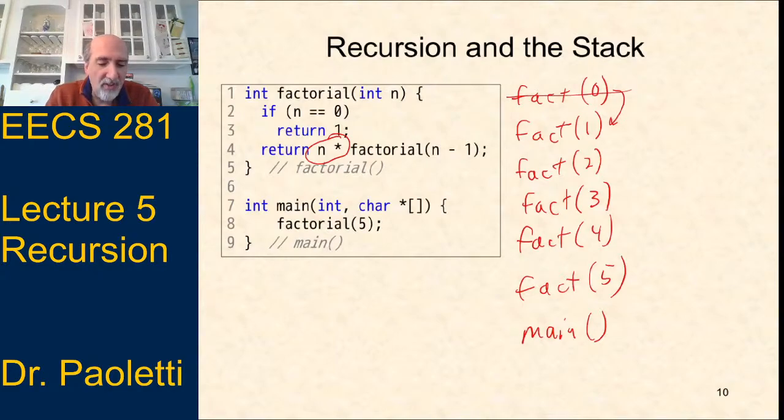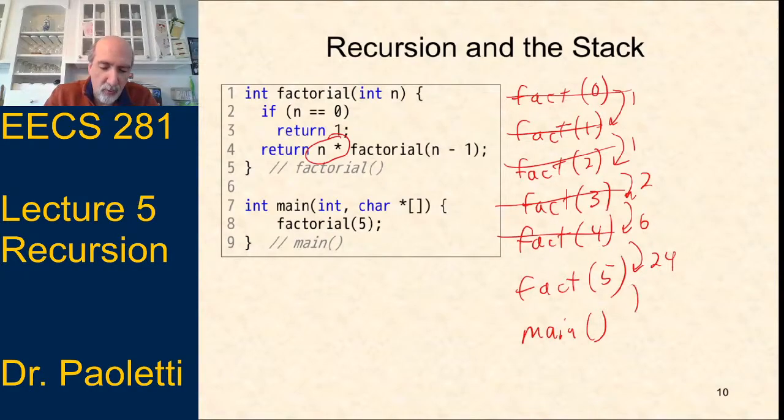And that 1 that gets returned gets multiplied by 1, because n is 1, and then we return a 1. Then this call is going to return a 1, and it gets removed. Multiply 2 times 1, return a 2. 2 times 3 is 6, return a 6. 6 times 4 is 24. Return the 24, and then 5 times 24 is 120. 120 goes back to main, and factorial of 5 gets popped off the stack. So that's the process that behind the scenes has to happen.